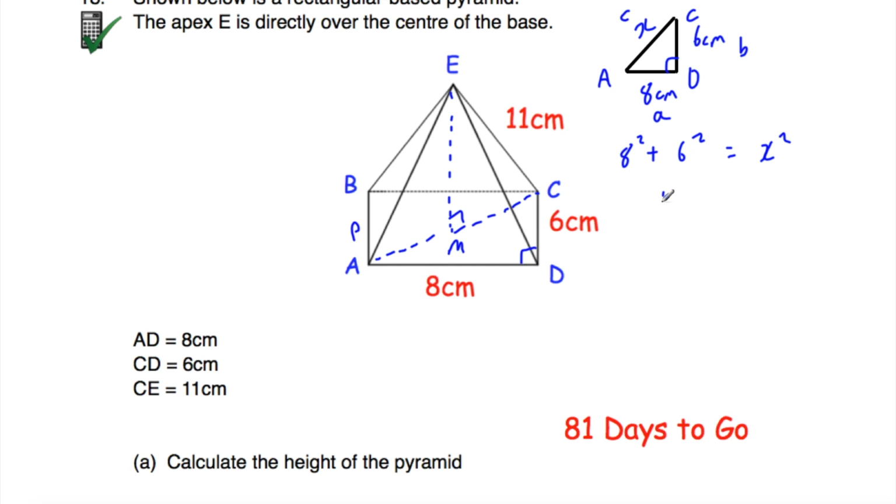64 plus 36, that's 100, is equal to x squared. So that means that x is equal to 10. So that's equal to 10 centimeters. And actually thinking about it, a 3, 4, 5 triangle, if you double them, would be 6, 8, 10. So if the whole distance across diagonally is 10 centimeters, that means that MC would be 5 centimeters, the distance from M to C. So we've now got this triangle, MEC, and we know two of the lengths, and it's a right angle triangle, so we can use Pythagoras again.